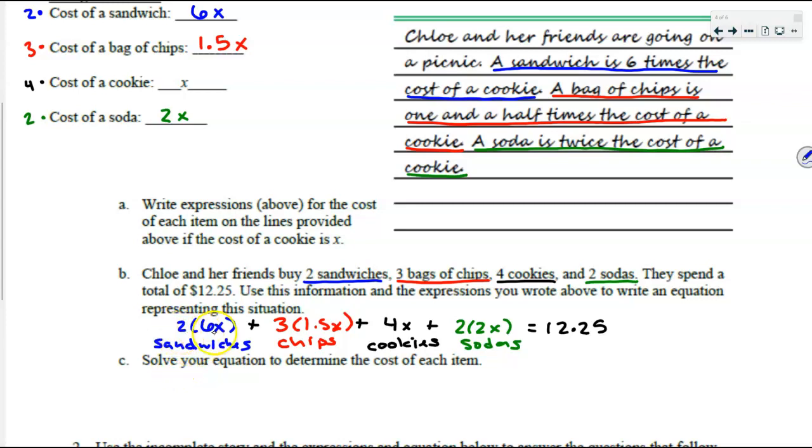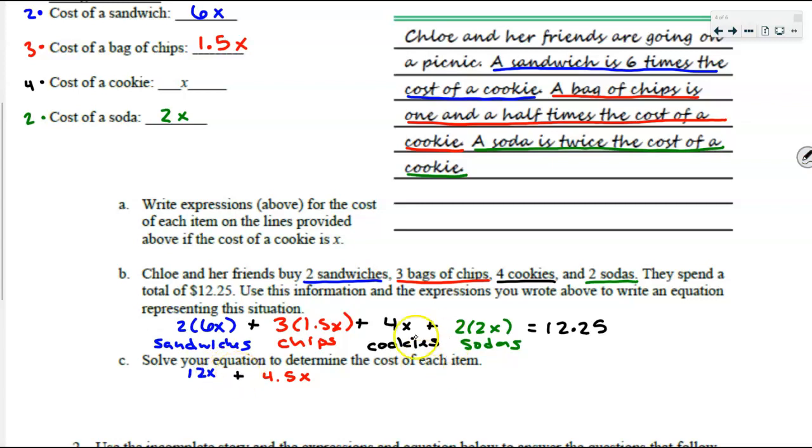I have 2 groups of 6X. So how many total X's do I have here in sandwiches? 12X. I have 3 groups of 1.5X for the chips. So how many do I have? And you can use your calculators here. 3 groups of 1.5. Some of you can do it mentally. What'd you get, Kaylee? Yeah, 4.5X.